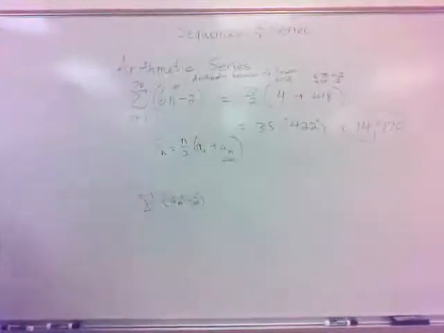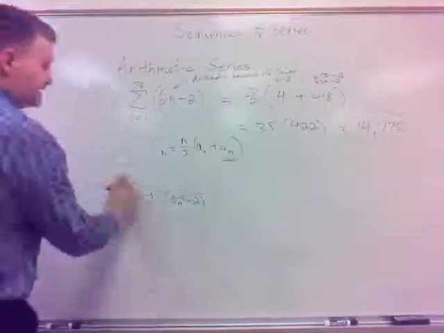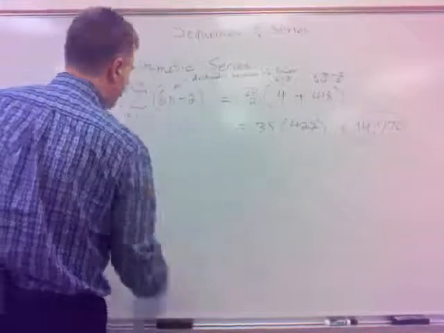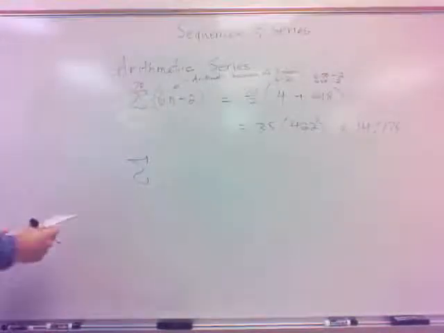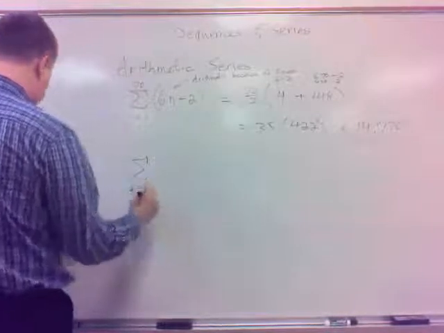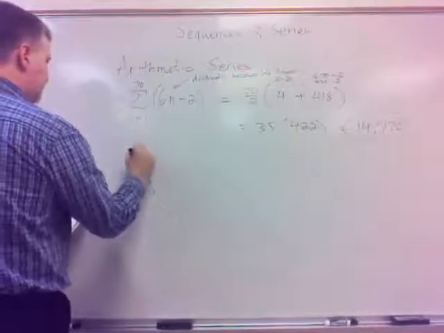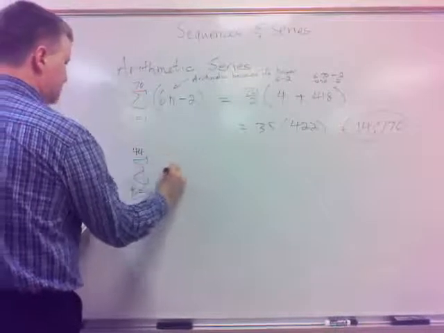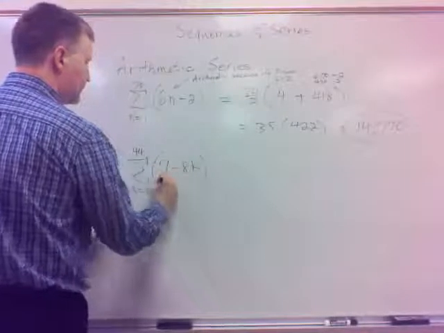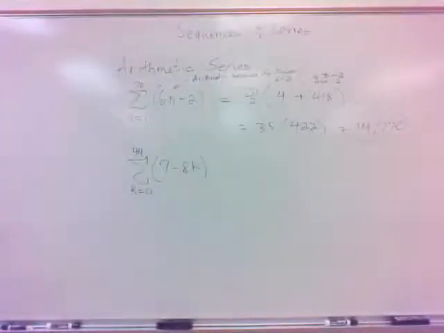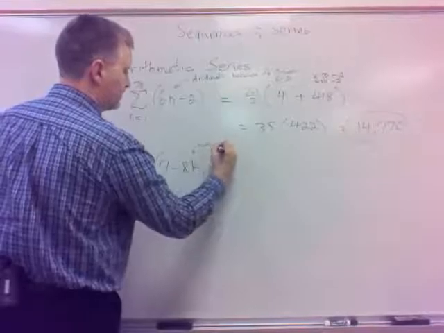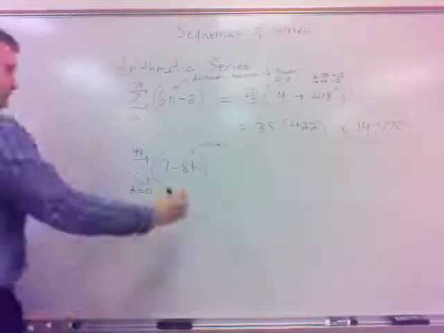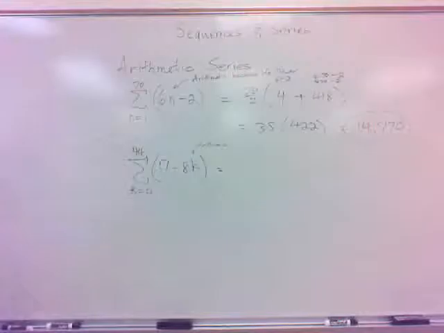Okay, now take a look at another one here. What about the sum, and this one's going to be k equals 0 to 44 of 7 minus 8k. Again, it's linear. So again, it's arithmetic. Right? K to the first, so I know it's arithmetic. That is important to know. So I can use this formula.